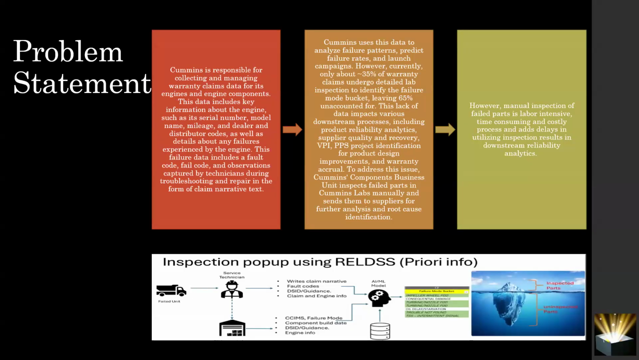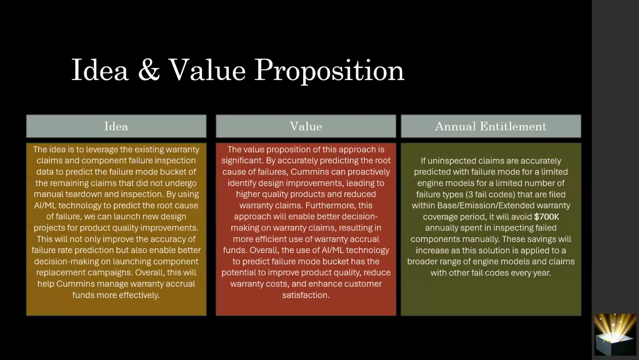Component Business Unit of Cummins performs inspection of failed engine components covered through warranty for trend analysis and design improvements. However, since this is a manual process and it's costly and time consuming, we are trying to predict the root cause of failure using GenAI technology on historical inspection data. This solution is a proof of concept, and if adopted, it is expected to save nearly $700,000 spent in manual inspection of parts.